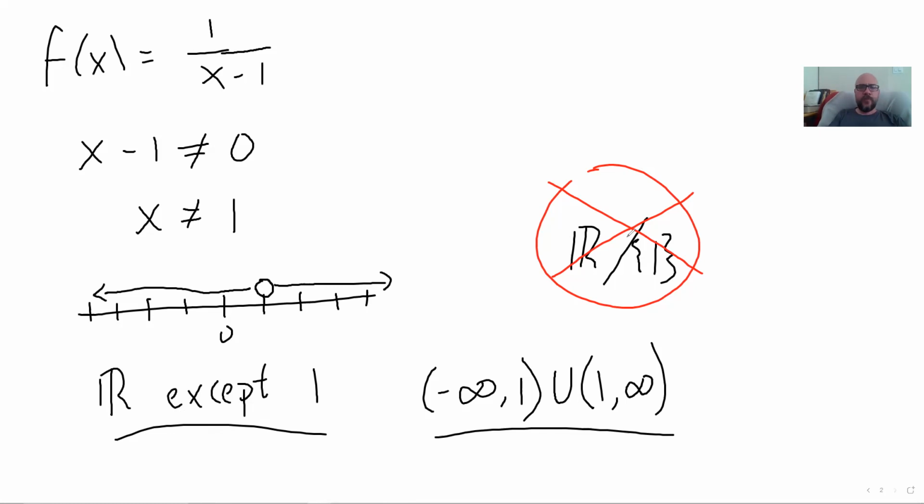This is still correct. All right, so let's look at the other problem case where you get something like this. G of x equals, let's say, the square root of 2x plus 4.